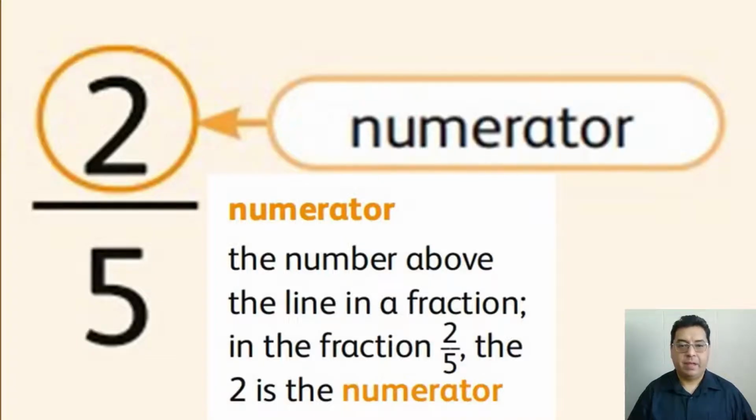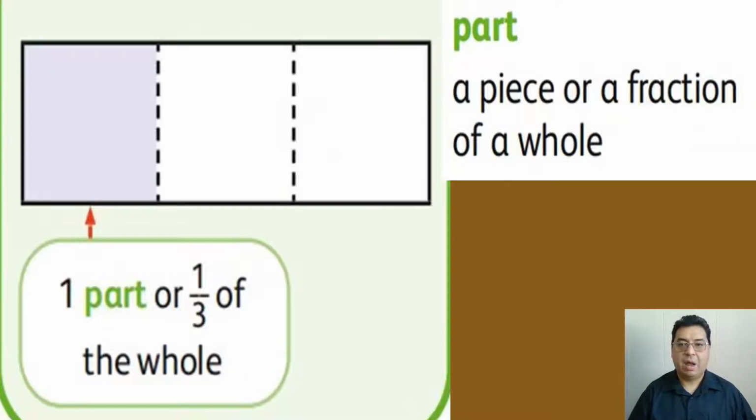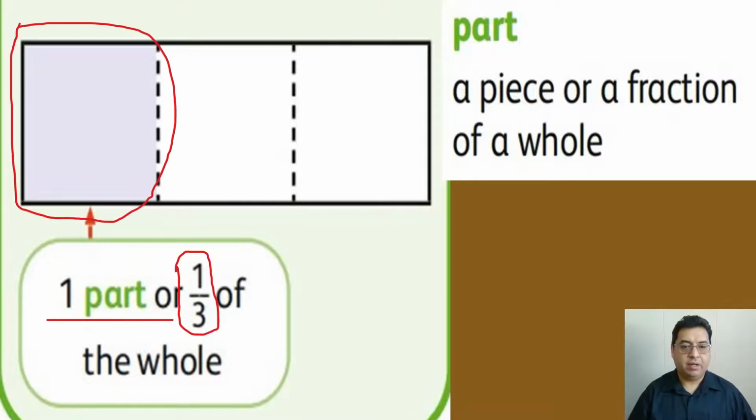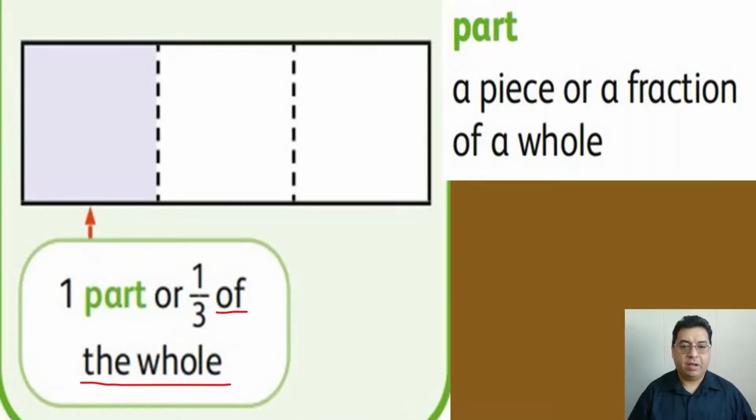Numerator. A numerator is the number above the line in a fraction. In the fraction 2/5, the 2 is the numerator. So as you can see here, 2 is the numerator in 2/5. Part, a piece or a fraction of a whole. And the example I have here says 1 part of 1/3 of the whole.